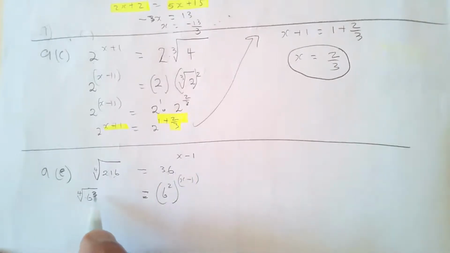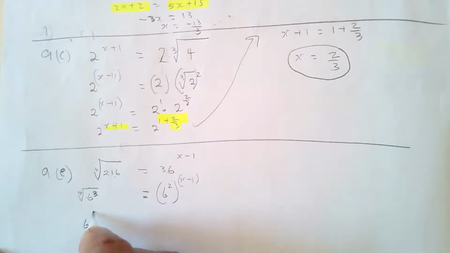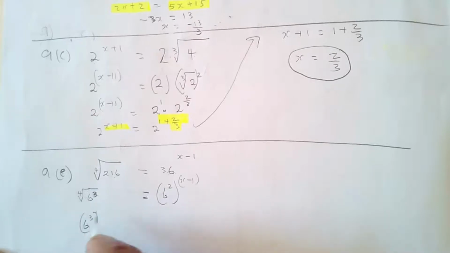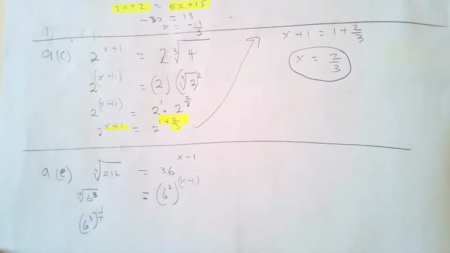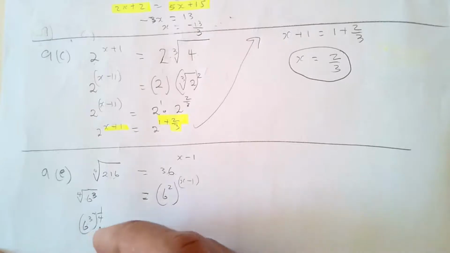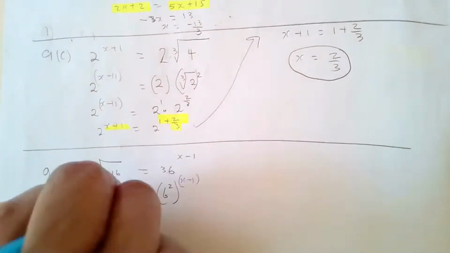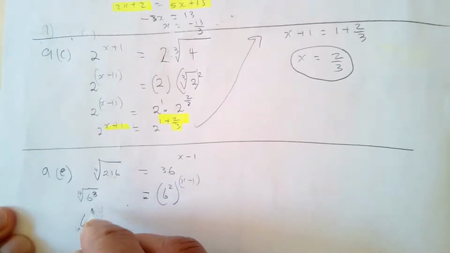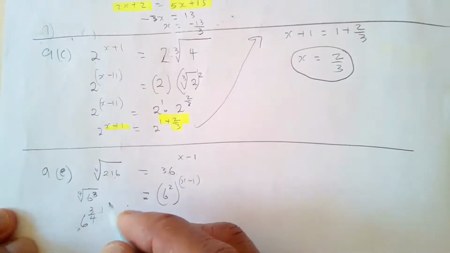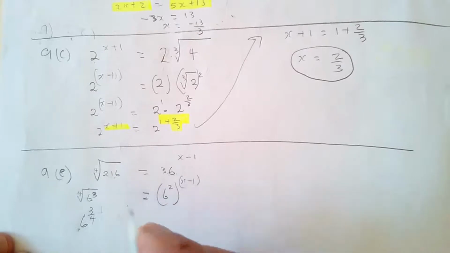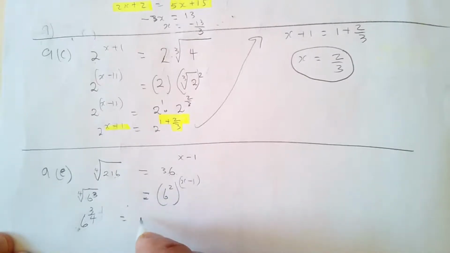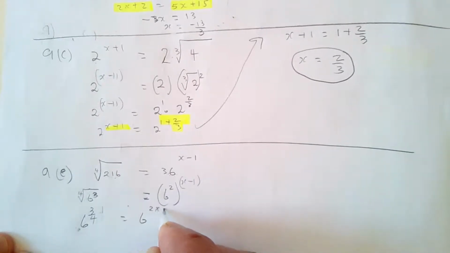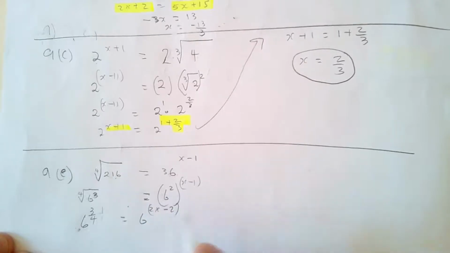Next, we use a fractional exponent rule. This becomes 6 to the 3 over 4. So basically, this will become 3 to the power 4. We can just shortcut it. By now, you know this. It becomes 6 to the 3/4. This becomes 6 to the 2x minus 2.